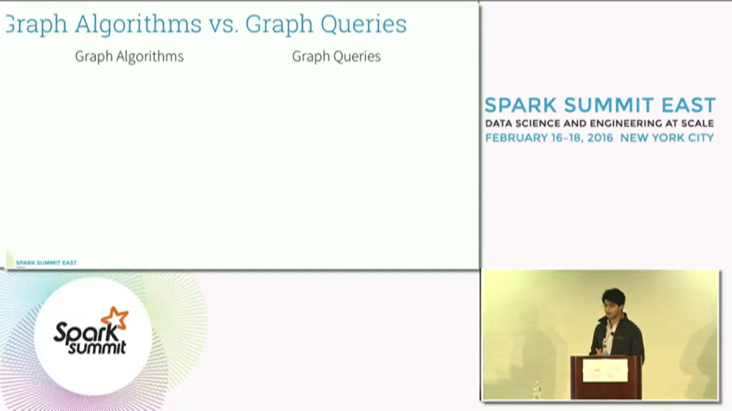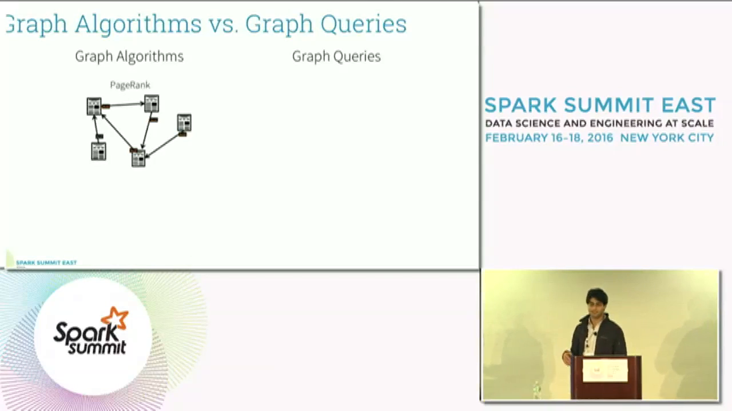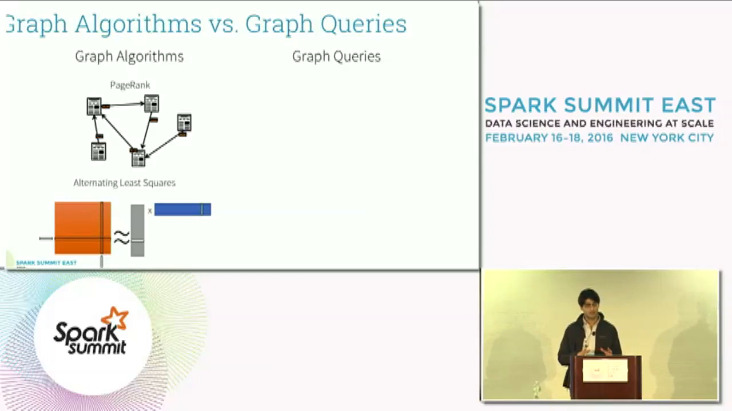In contrast, Spark, GraphX, and GraphFrames all focus on this analytical, whole graph set of queries. So first of all, what's the difference between graph algorithms and graph queries? Graph algorithms are things like PageRank. This is a classic figure that I've used many times in GraphX talks. Like PageRank and alternating least squares, these are algorithms that are usually expressed as a sequence of steps where vertices pass messages to their neighbors along edges.